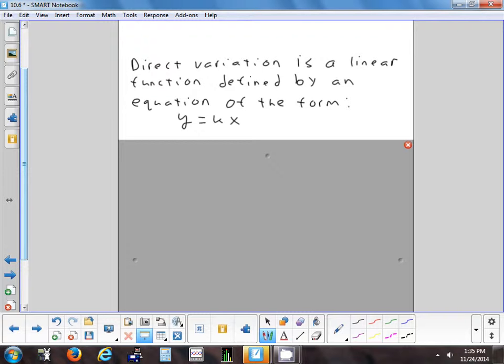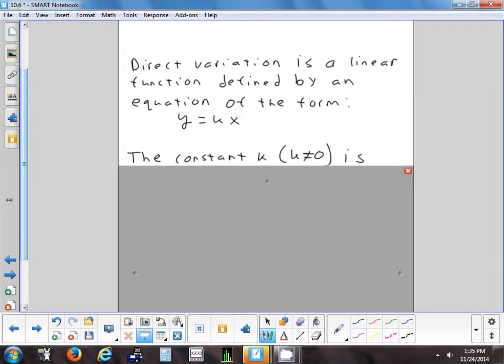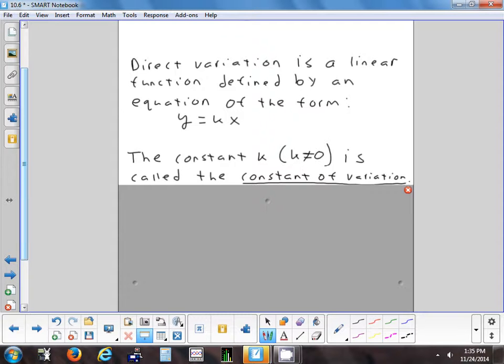Y equals KX. Now K can be anything you want. It can be positive, it can be negative. There's only one thing that K can't be. Anybody have a guess? 0. Very good. K can't be 0. It can be a decimal, it can be a fraction, it can be anything except the number 0.